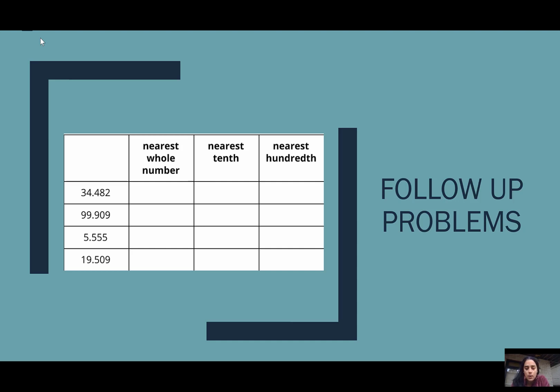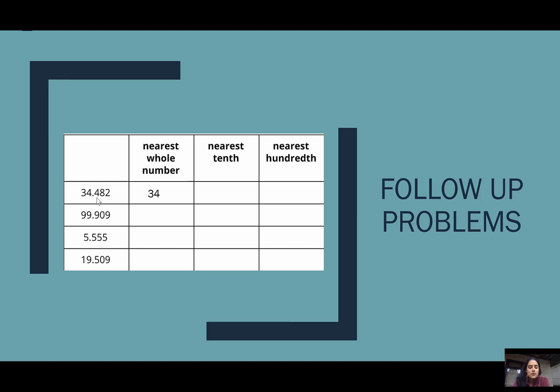So, okay, we're going to start by going over the follow-up problems that I left you with from last Thursday. All right, so the first number, 34 and 482 thousandths. If I want to round that to the nearest whole, I want to think about what place value I'm talking about, and that place value is the ones place. Since there's a 4 next to it in the tenths place, that's what I'm going to use to decide what whole I'm rounding to. 4 is less than 5, so that number 34 is going to stay the same. So to the nearest whole, it's 34.